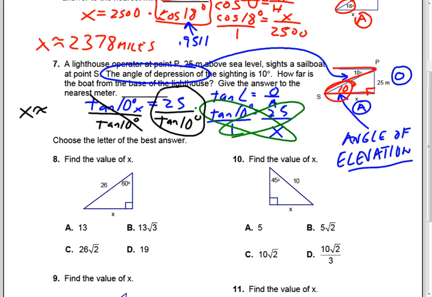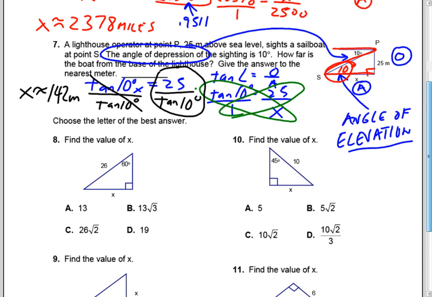How much? 142. Oh, to the nearest meter? Yeah. What do we get? 142. Do we like that? Is that confirmed? As far as your test, that'll get you a passing grade. We're going to talk about some details when we go over the blueprint, but SOL, that's what you're going to see.